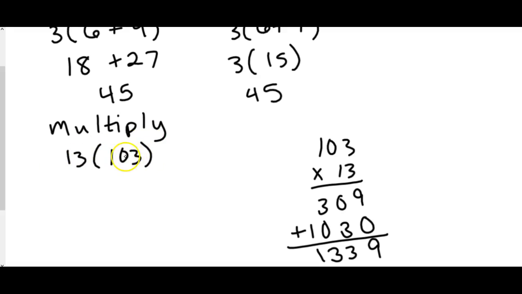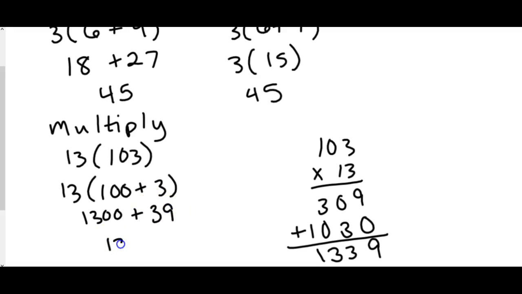But if we split this larger number up into two easier numbers to multiply by, if I do 100 plus 3. 100s, 10s, 1000s, those are easy to multiply because they have lots of zeros. 3 is a lot smaller, so it's also easy to multiply by. So 13 times 100 is 1300. 13 times 3 is 39. Added together is 1339. So it's a little bit quicker and easier to do.